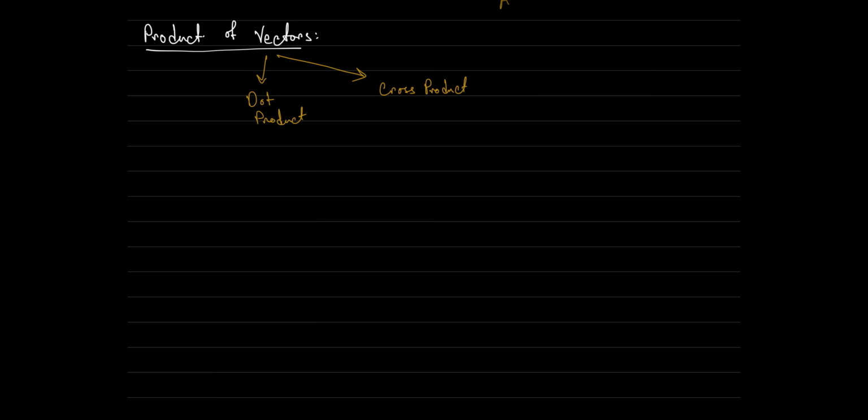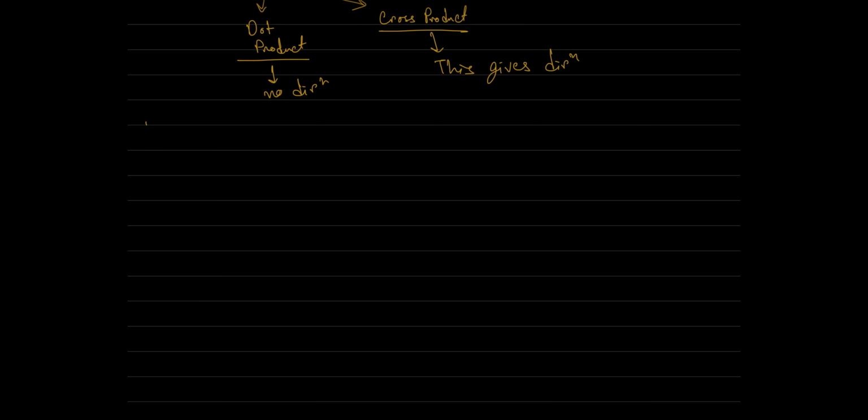Let's talk about product of vectors. So in vector product we have dot product and cross product. This gives direction and this gives no direction. So let's start with dot product.